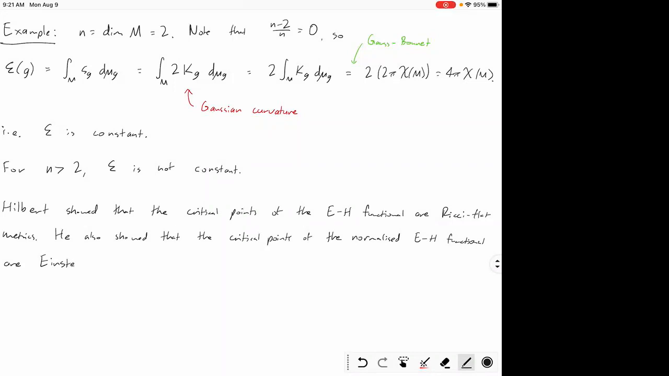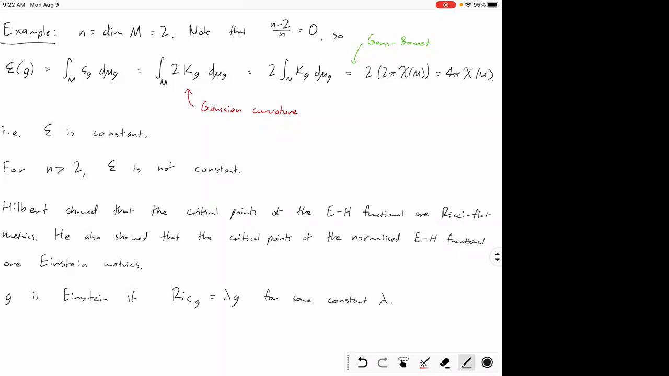They are Einstein metrics. So what's an Einstein metric? G is Einstein if the Ricci curvature of G is equal to lambda times G for some constant lambda. The special case lambda equals 0 is Ricci flat. That's what happens in the unnormalized version. But when you normalize, you get this wider family, which is Ricci equal to a constant times the metric.